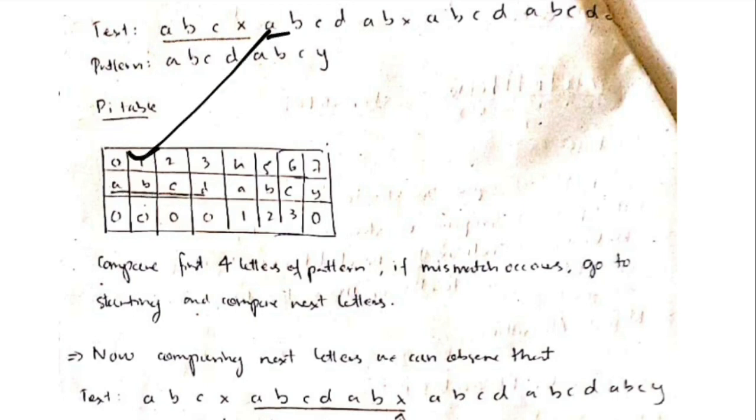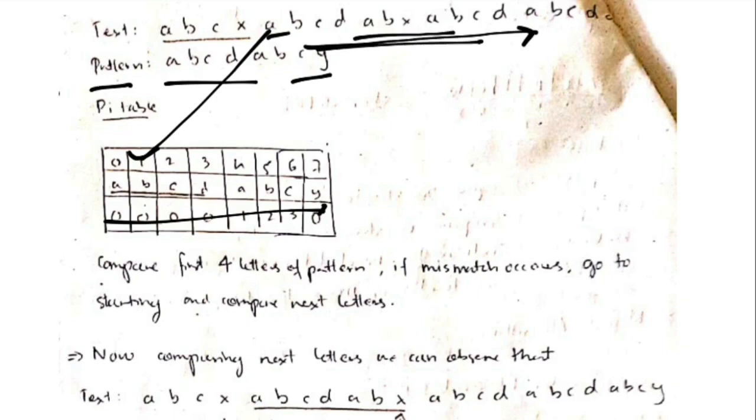Again we will compare these both. Like that we will go till here. If this pi table ends here, so that means the text exists in the main text. Okay, so the pattern exists in the main text, or else it doesn't exist.